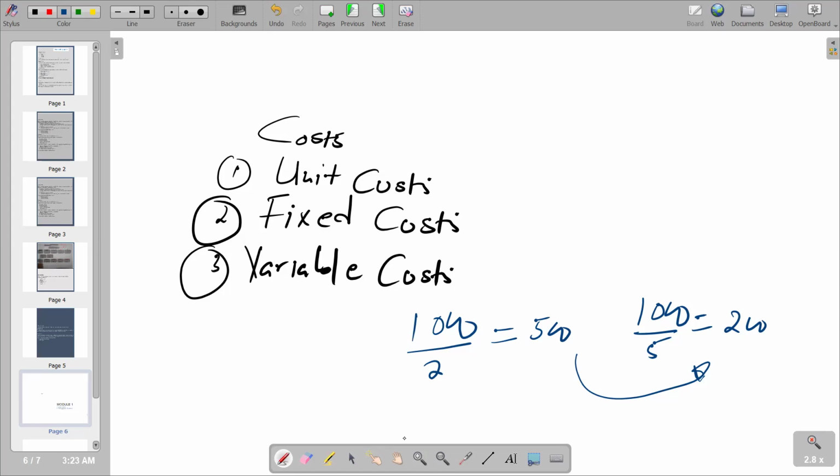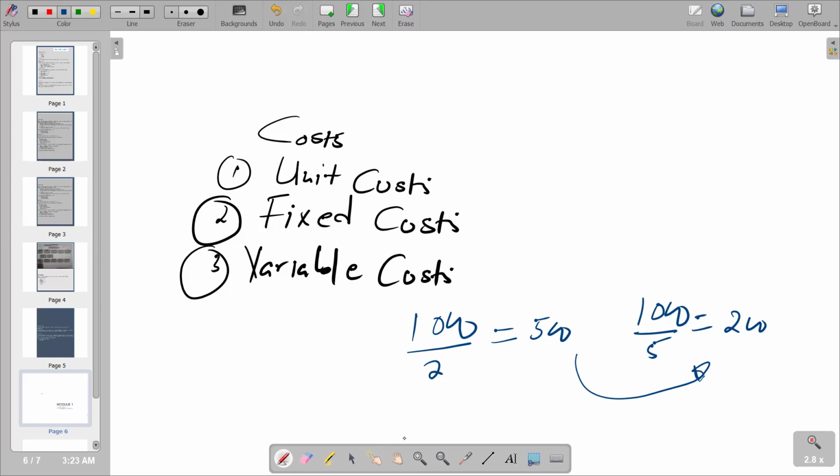But on fixed costs, when we produce 0 units, fixed cost remains the same. As we produce 1,000, just the same. So that's the difference. Total variable cost changes in direct proportion to the change in the level of production. The variable cost per unit, on the other hand, is the same.